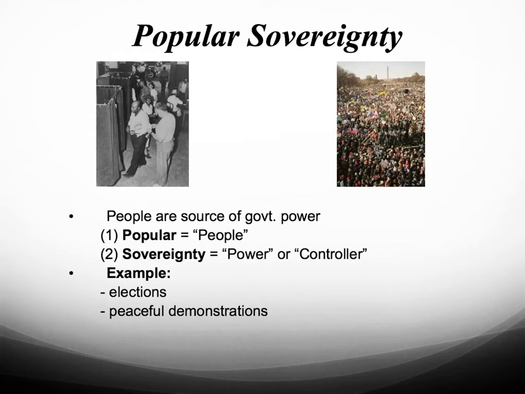So it means people are the source of the government's power. Popular means people. Sovereignty means power. So people, we are the ones that have the power in this country. It's not an all-powerful government. It's the people that have the power. Okay, we vote. We have elections. We have peaceful demonstrations. We have the ability to have the power in this country.